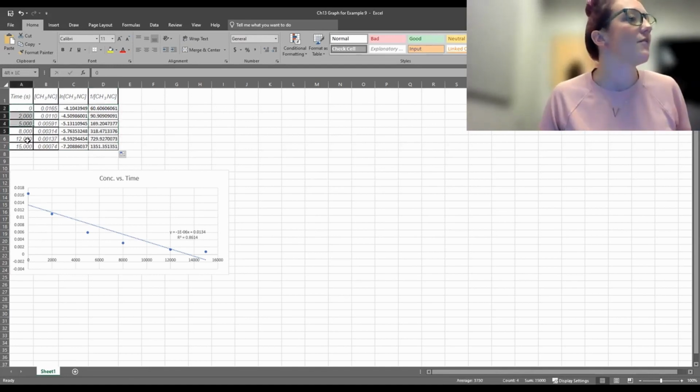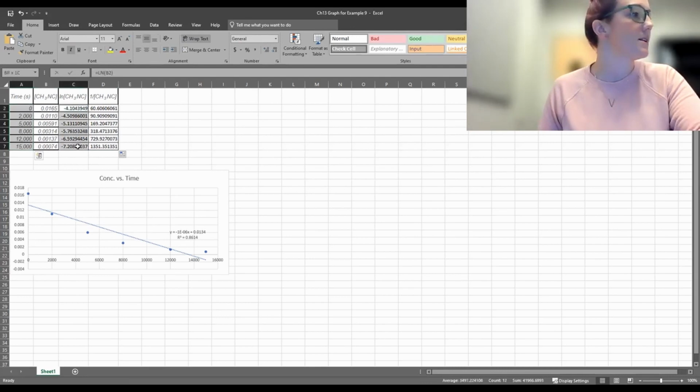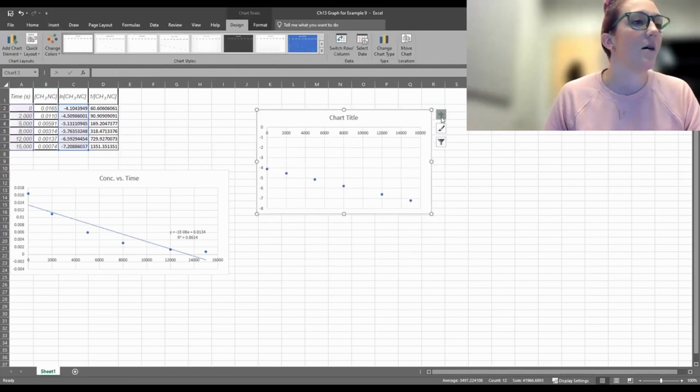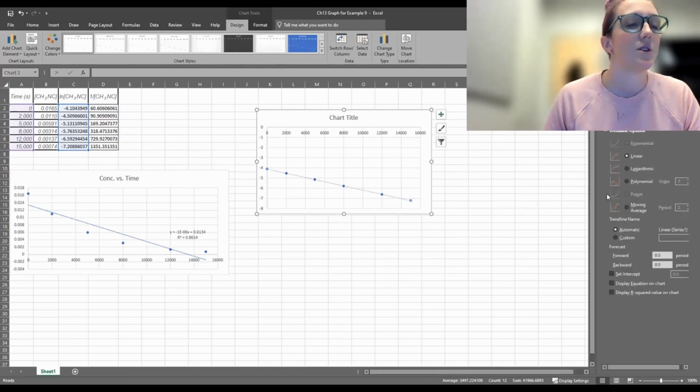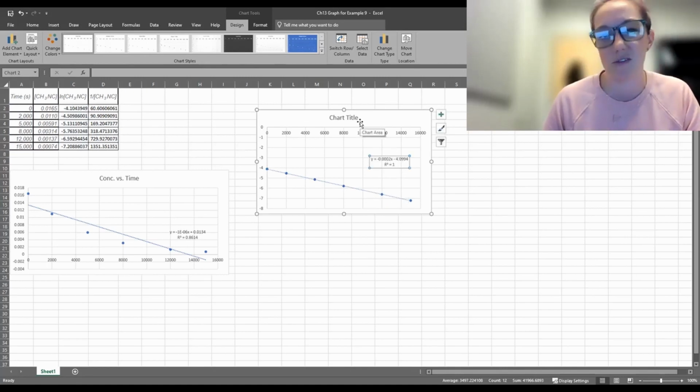So I'm going to graph this time versus natural log. Insert, scatter plot, this guy. Okay. I also need a trend line so that I can figure out which one's most linear. So you've probably done these before. If you need help finding it, let me know. Oh, look at that one. That's got an R² value of 1. That's probably right. So this was the natural log graph, so it's probably a first order.